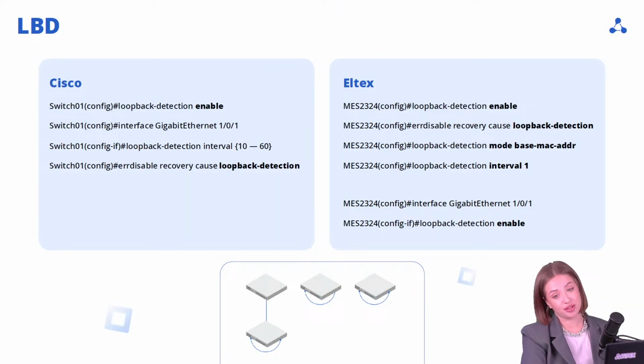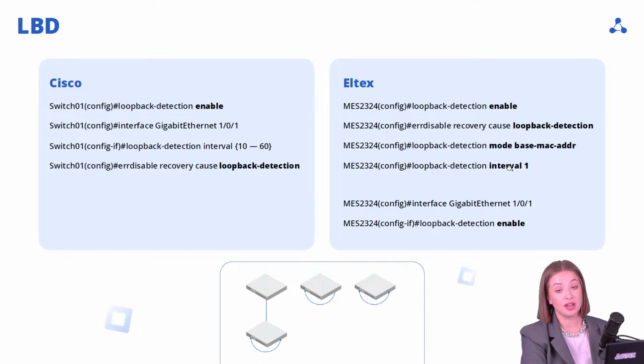The configuration of the loopback detection functionality on the Cisco and OTEX is slightly different in terms of syntax and command sets. On the OTEX MES side, it is necessary not only to enable the functionality on the interface, but also in the global configuration mode. And also, we should specify the mode of the loopback detection functionality and the interval of sending the loopback detection frames.